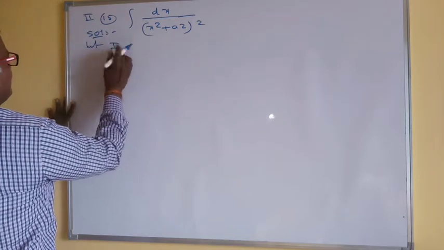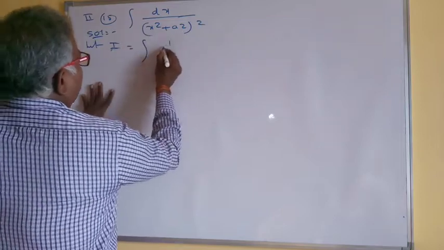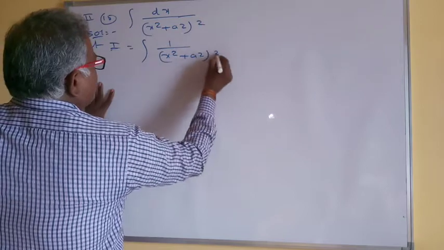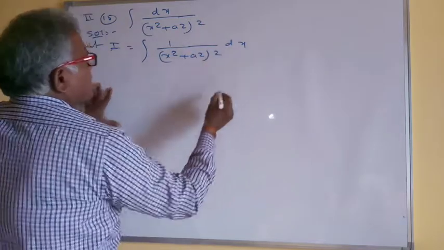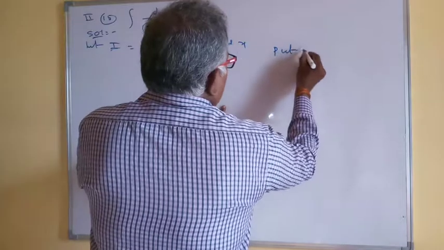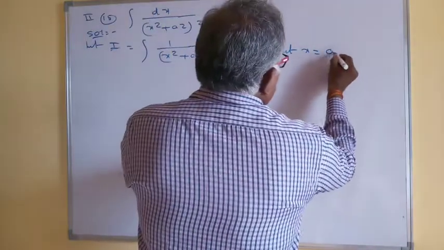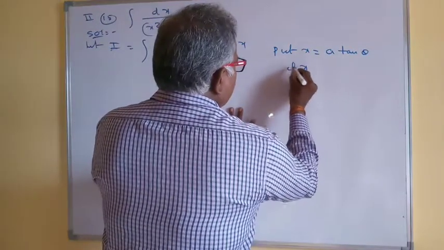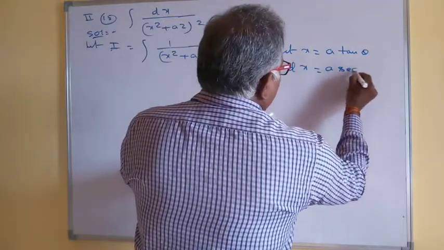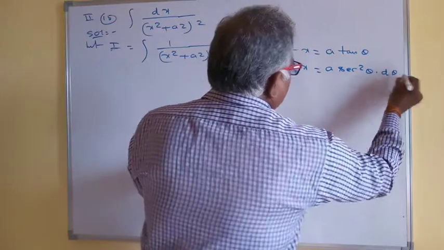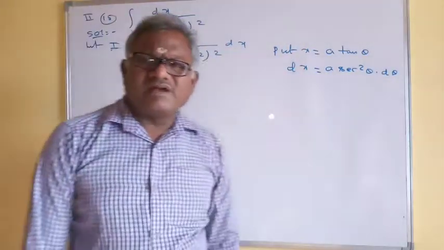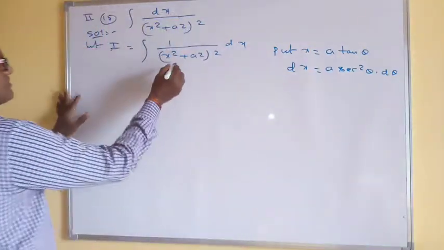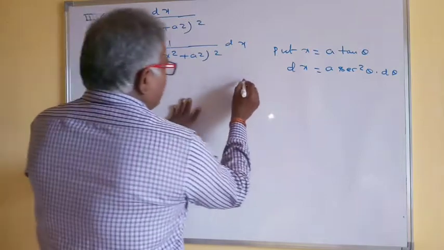Let I equal the integral of 1 by (x square plus a square) whole square dx. Put x equal to a tan theta, no problem. Therefore dx equals a times the derivative of tan theta, which is a secant square theta d theta. Now we have to simplify this.